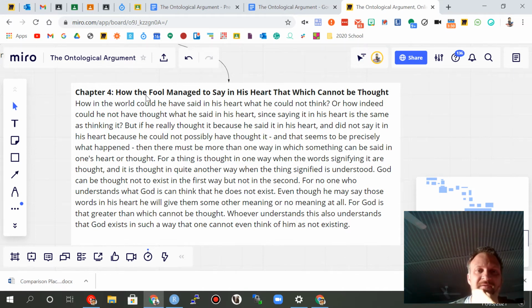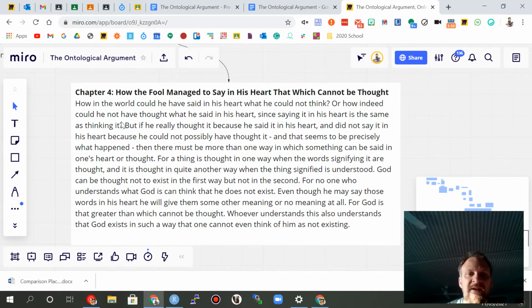Chapter 4, how the fool managed to say in his heart that which cannot be thought. All right. How in the world could he have said in his heart what he could not think? Or how indeed could he not have thought that he said in his heart, since saying it in his heart is the same as thinking it? What he's basically saying here in these two lines is, how's it possible to say something in your heart but to think something different? And this is where he's getting really deep. He's saying people could think God doesn't exist, but they know it in their heart.